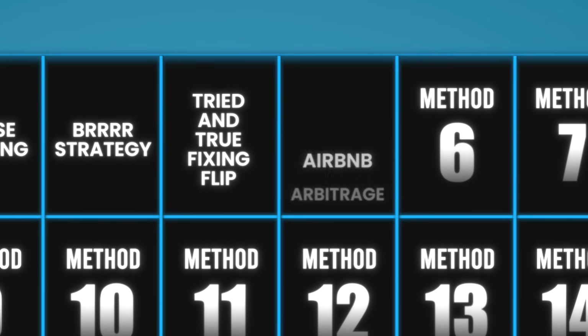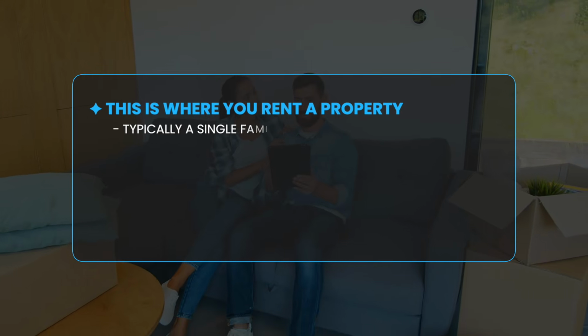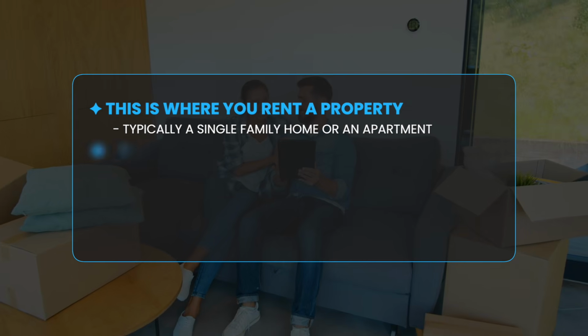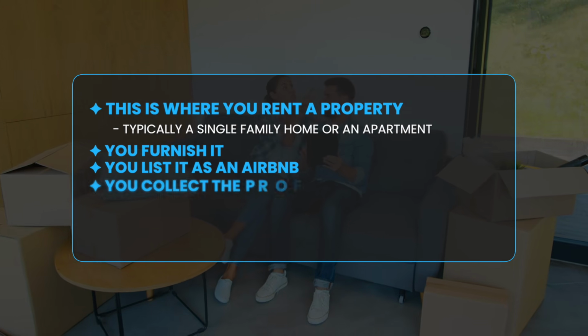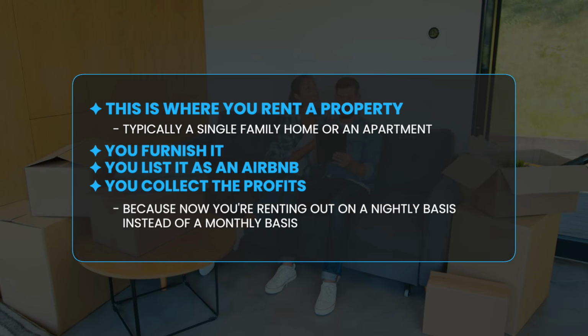Okay, so now we're going to get into some of the creative strategies here. These are going to be some of the strategies that involve way lower capital and are a bit different and not as widely known. So next on this list is Airbnb arbitrage. If you've been on this channel before, you've probably heard a lot about this. This is where you rent a property, typically a single family home or an apartment. You furnish it and then you list it as an Airbnb and you collect the profits because now you're renting out on a nightly basis instead of a monthly basis.